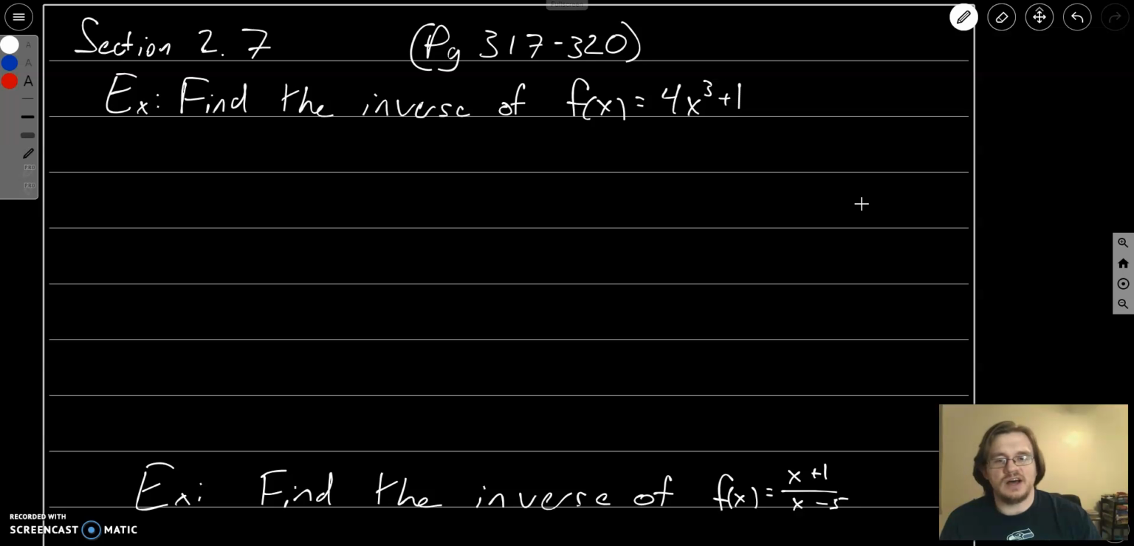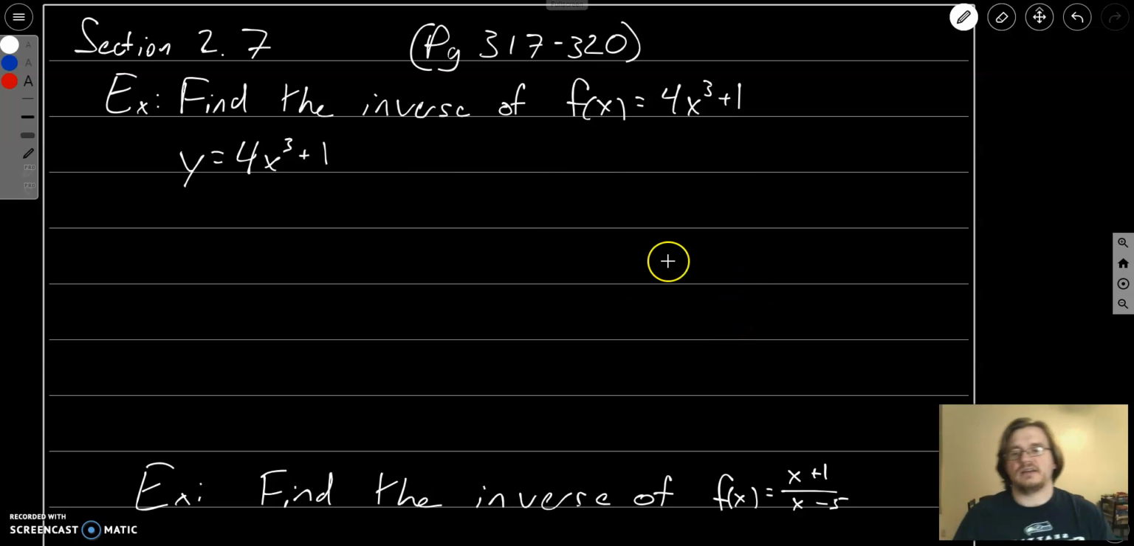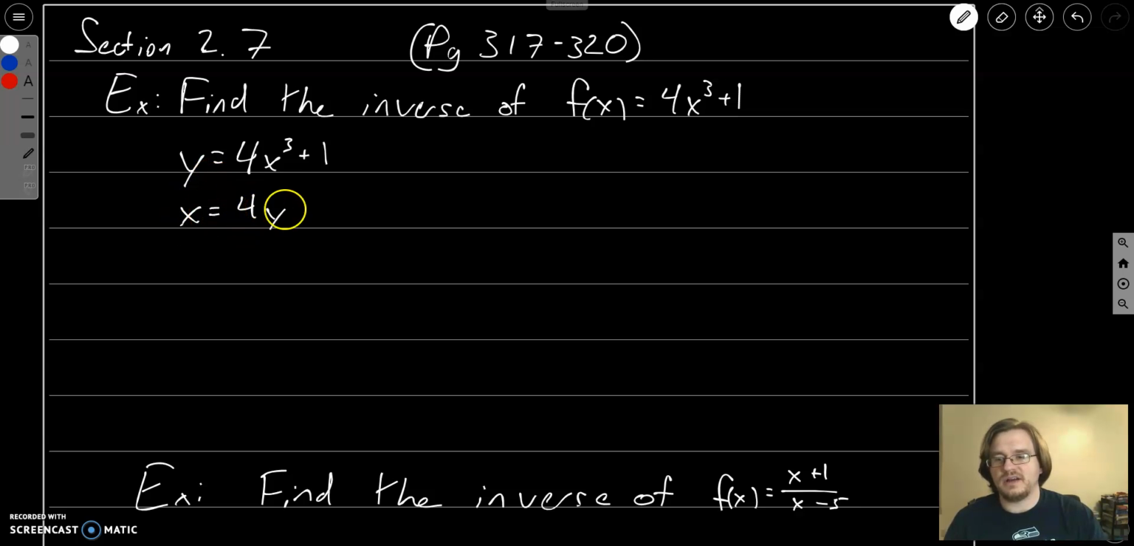We're given a function f of x is 4x cubed plus 1, so we want to find the inverse. In the first order of business, we will replace f of x with y. And the inverse should swap the input with the output. It should undo the original function. Well, if the input was x and the output was y, when we swap them, we'll just swap our x's and y's. And now we will solve for y to find the output of my new function.